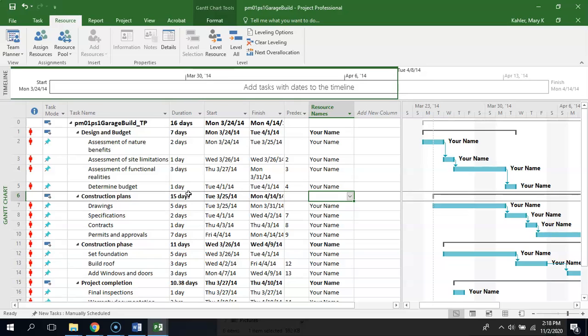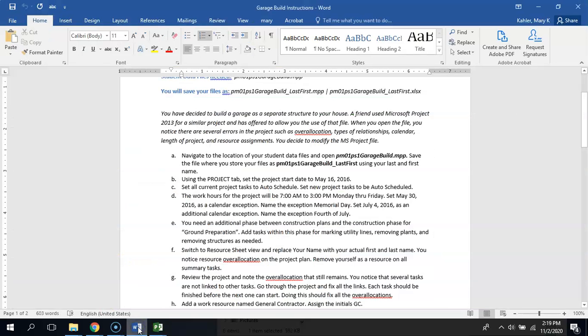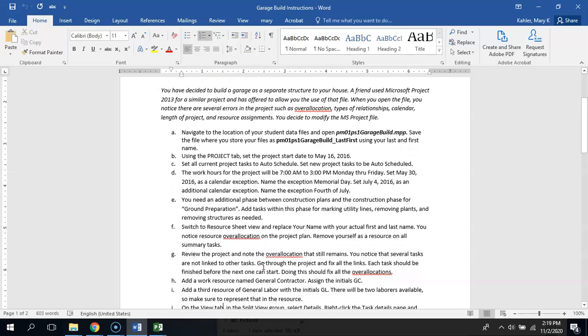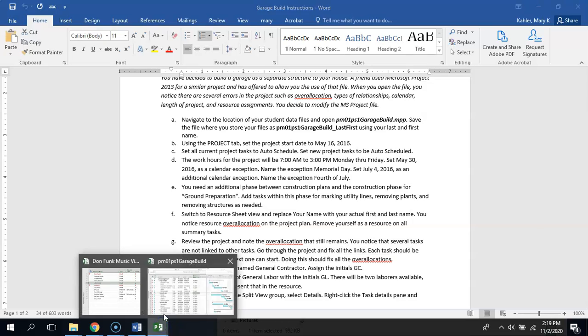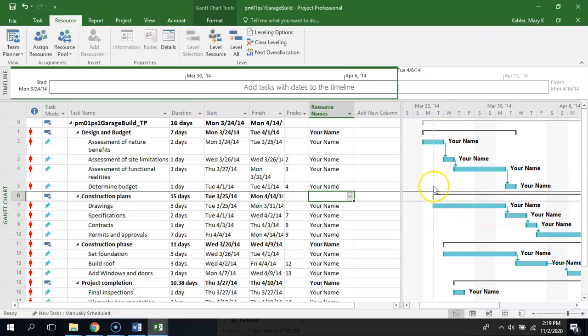Because when you think about it, it makes absolutely no sense that anybody is assigned to a summary task because it's just an organizational thing. There's no work being done. Okay. And then it says there's still over allocations that remain. And you notice that several tasks are not linked to other tasks. So there's a problem with the flow of this Gantt chart.